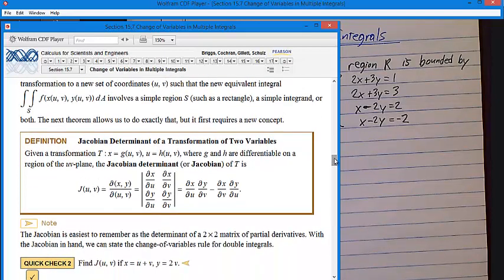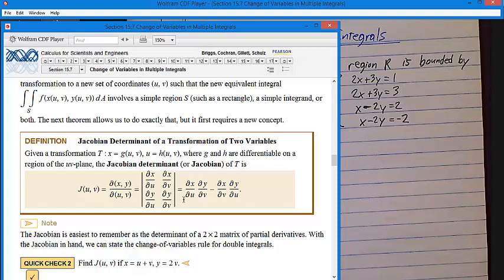And then here is the big deal. Given a transformation x equals g of u, v and y equals h of u, v, where g and h are differentiable, the Jacobian determinant, or Jacobian, of T is blank. We're going to write this either as J(u,v) or this. Basically what this gives you is what you might call the fudge factor.